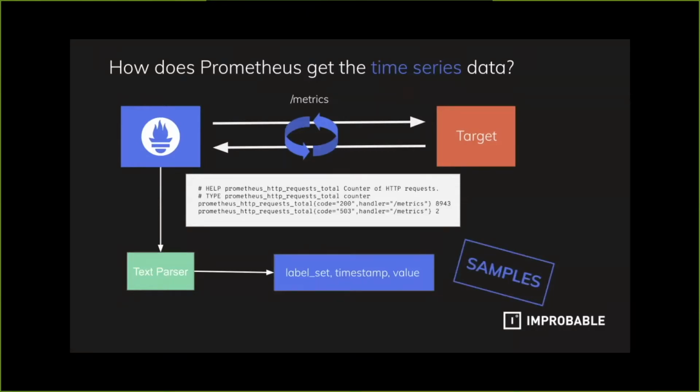Now, at this point in our story of the write path, we have a regular stream of samples coming in from all the targets that our Prometheus instance is scraping. The next natural question to ask is, how should we go about storing these samples?